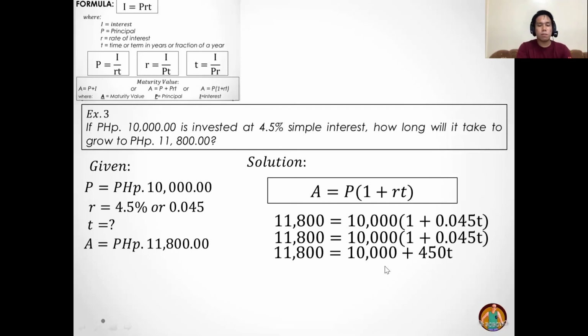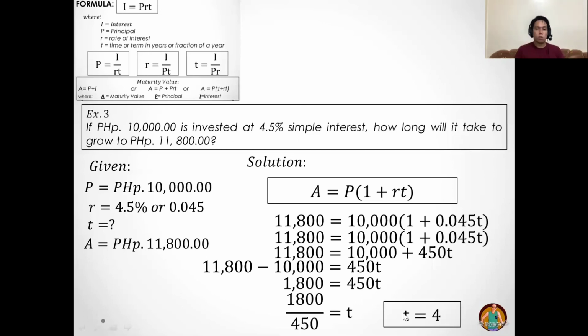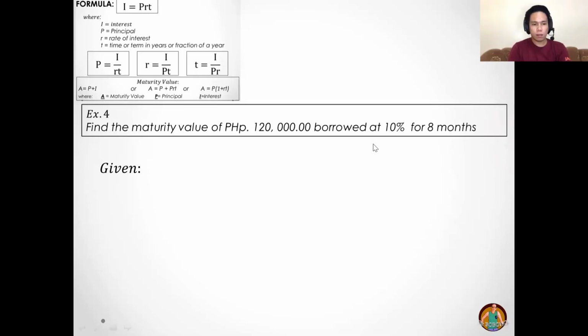Next, transpose 10,000 sa kabila. So we'll have 11,800 minus 10,000. That will give us 1,800. So para si T na lang matira, si 450 ililipat natin sa kabila. So 1,800 divided by 450, that will give us T is equal to 4. So parehas lang naman sila. Okay, so let's have example number 4. I guess this is the last example.